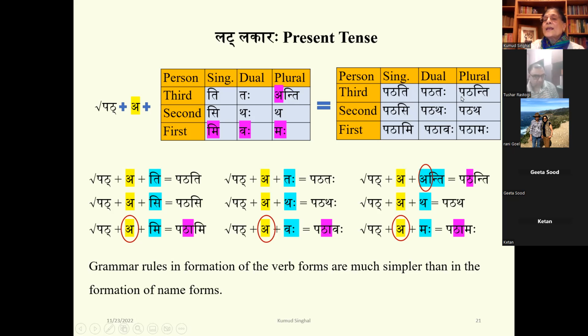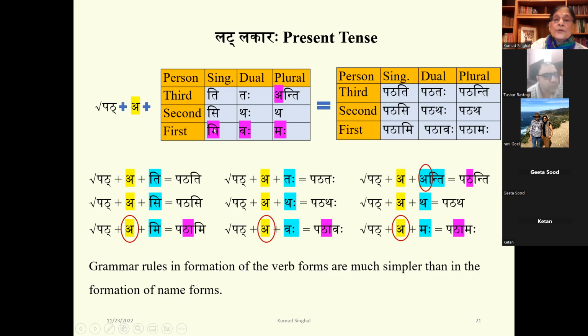And pathanti means they read, either male, female, or neuter. This is all gender independent. Now, suppose you want to form the second person singular. So patha plus a plus si, pathasi, you read. Patha plus a plus tha, pathathah, you two read. Patha plus a plus tha, pathatha, you all read.